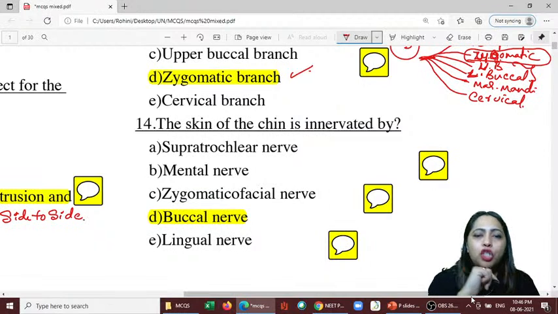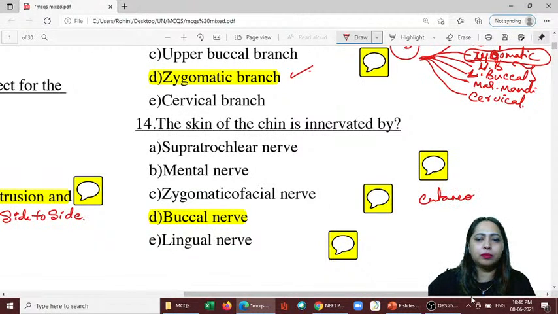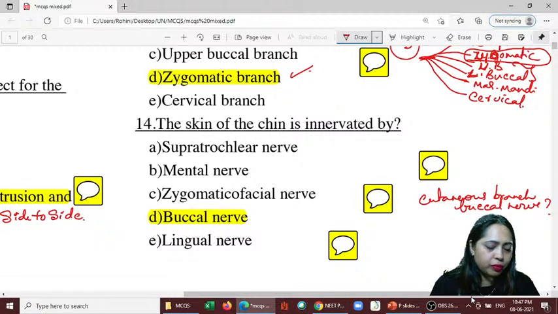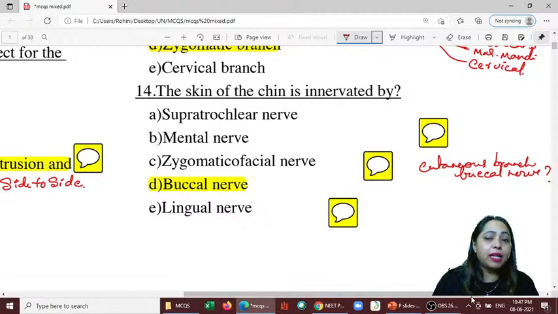The skin on the cheek is innervated by... The cheek area or the chin area is innervated by... Now this area has a special supply from the nerve, that is buccal nerve. So skin, that is cutaneous. From where does it come? That is a question now. Other things are fine, but where does it come from?